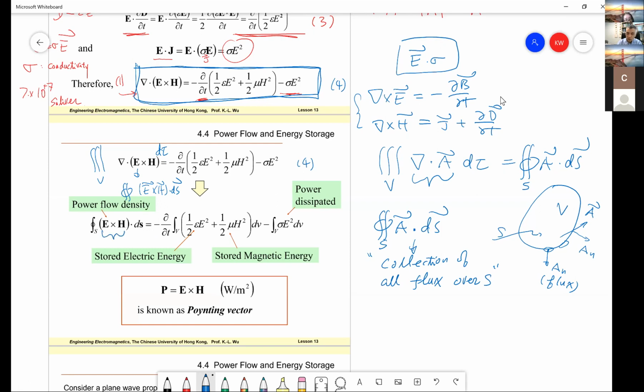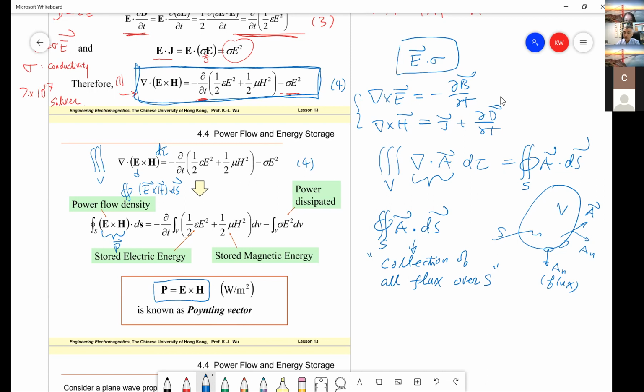So in this case, what is A? A is a very special variable. I call it vector P. This P has a very specific name, named after a scientist, Poynting. So we call it the Poynting vector. Let me explain the right-hand side first. This term is called the Poynting vector. Now let's take a look at the right-hand side.